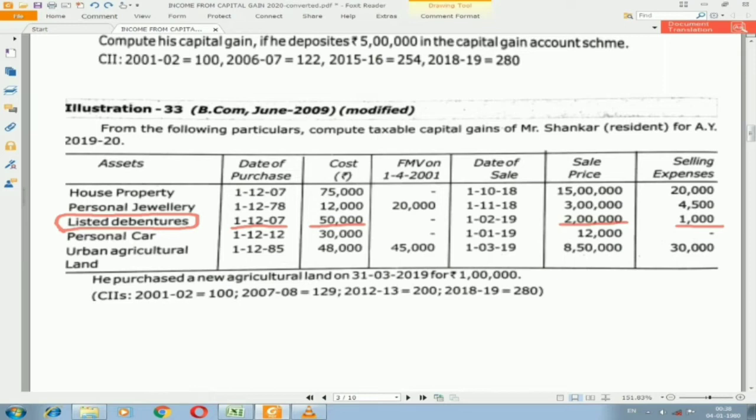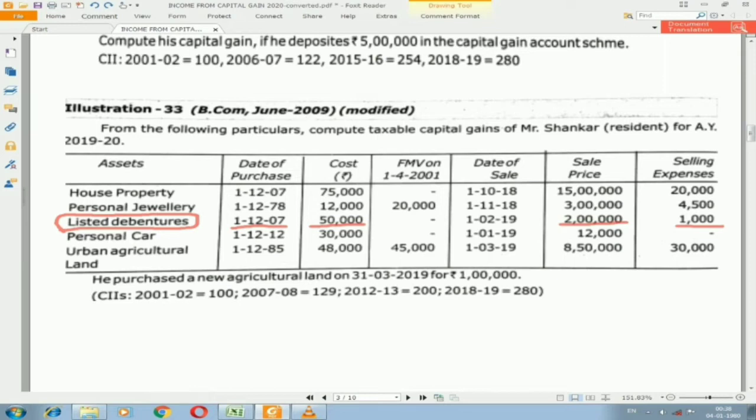For bonds and debentures, we are not going to use indexation, even though those assets are long-term capital assets. So remember this, for bonds and debentures there will be no indexation. We only need to check whether it is purchased before 1/4/2001 or after 1/4/2001.